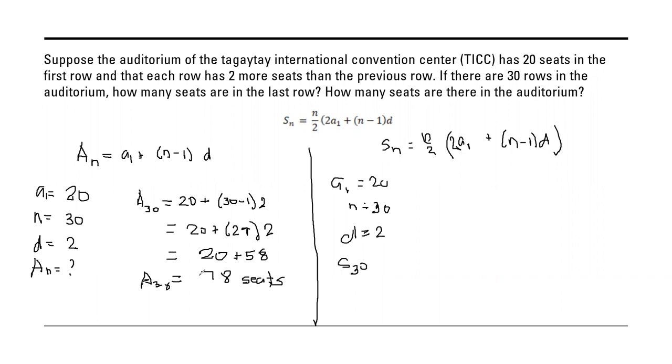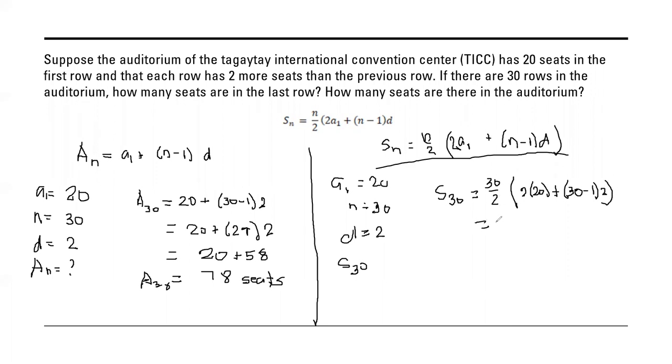Okay? Clear po yun. Yung pinakahuling row raw ay 78. Ngayon, ang tanong, kung nagsimula tayo sa 20 sa first row at may 78 sa pinakadulong row, ilang lahat ang meron tayo? So, gamitin natin ang formulang ito. So, that will become S sub 30 is equal to 30 over 2 plus 2 times 20 plus 30 minus 1 times 2.